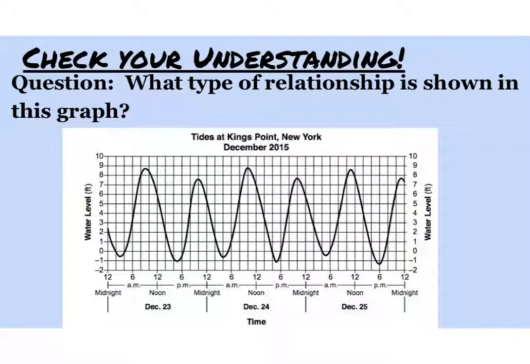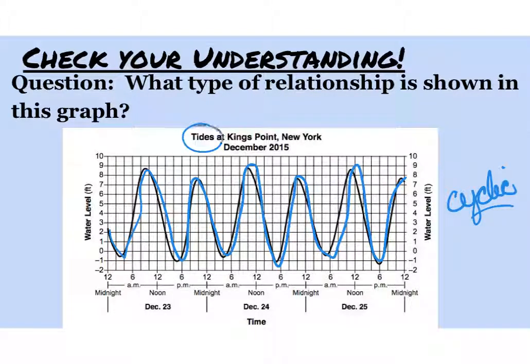All right, let's check your understanding. What type of relationship is shown in this graph? If you said cyclic, you were right. Good job. You can see that this is going up and down and up and down, right? A repeating pattern, and so that's a cyclic pattern. These are the tides that we talked about earlier.